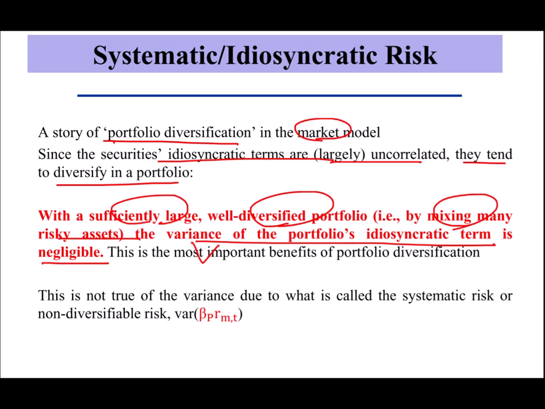This is not true of the variance due to what is called the systematic risk, or non-diversifiable risk. It is coming from the same source of common movement, so you cannot reduce the risk coming from this part. Before, we didn't differentiate systematic and idiosyncratic risk. We just talked about the benefit of low correlations at the time. But in real practice, by forming a portfolio, what we are removing is actually the idiosyncratic risk.